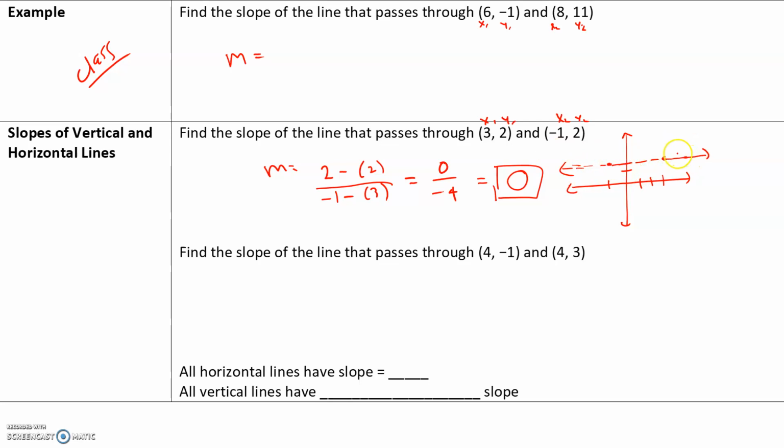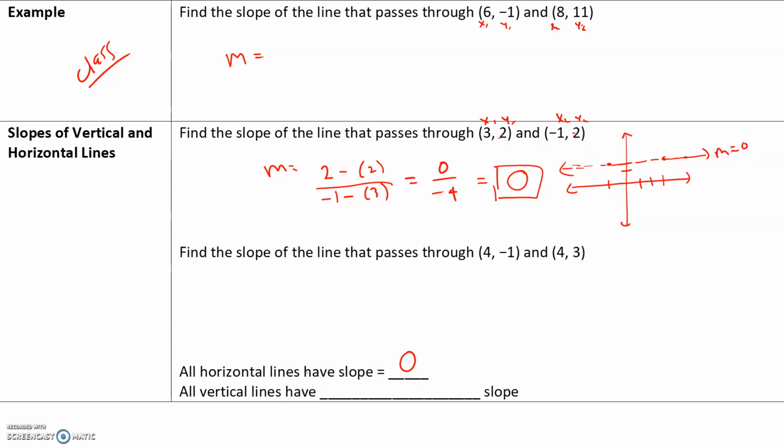The x's are changing, but the y's will always be at 2. So when we do our y2 minus y1, we'll always get a 0 on the numerator. So all horizontal lines have a slope equal to 0. Every single line that's horizontal will have a 0 slope.